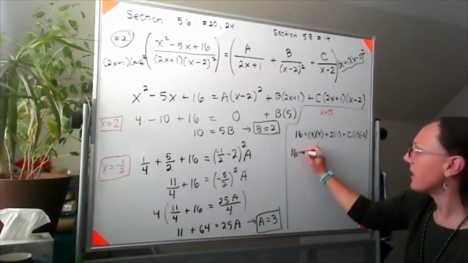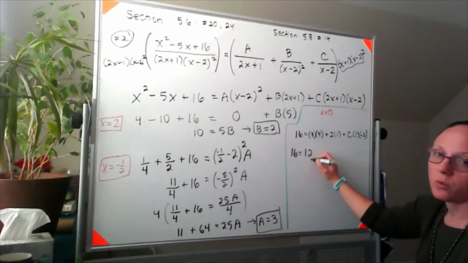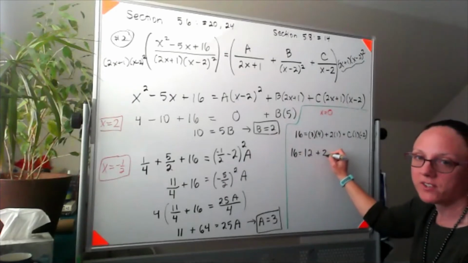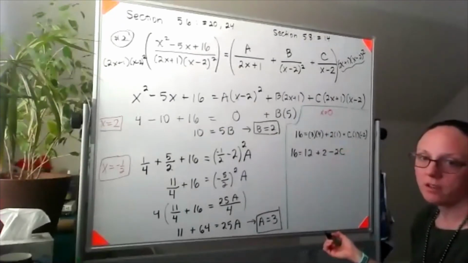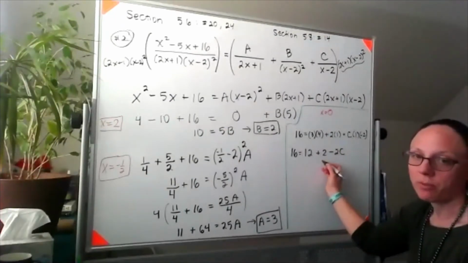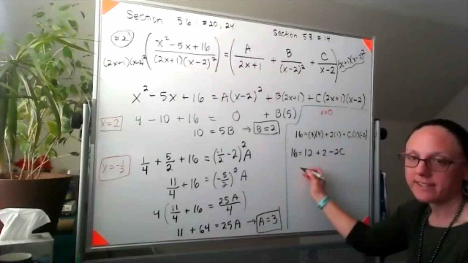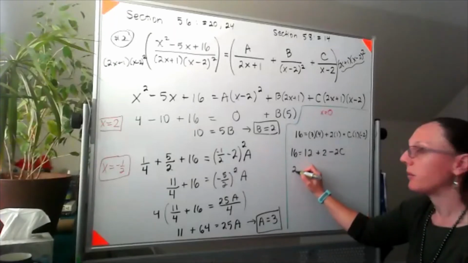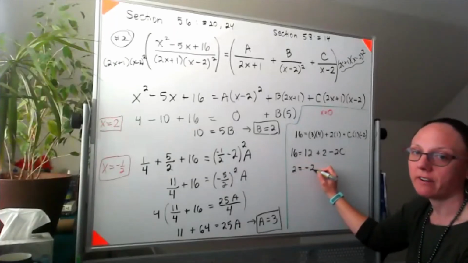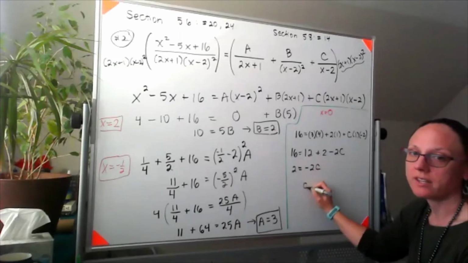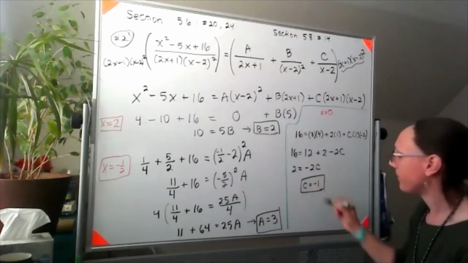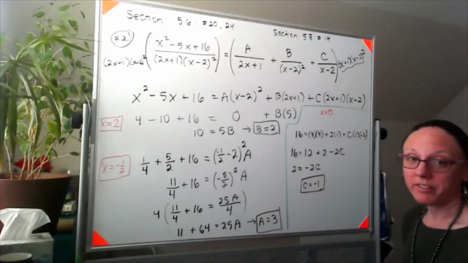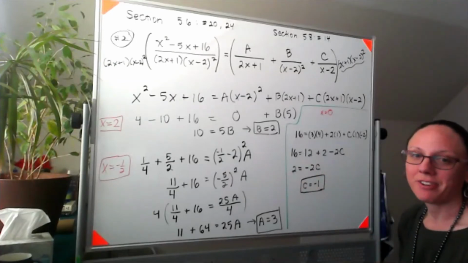So 16 is equal to 12 plus 2 minus 2c. And 12 plus 2, I'm at 14. And subtracting that over, I think I'm going to have 2 is equal to negative 2c, or c is equal to negative 1. We did all of that work, but we still have to integrate the function.